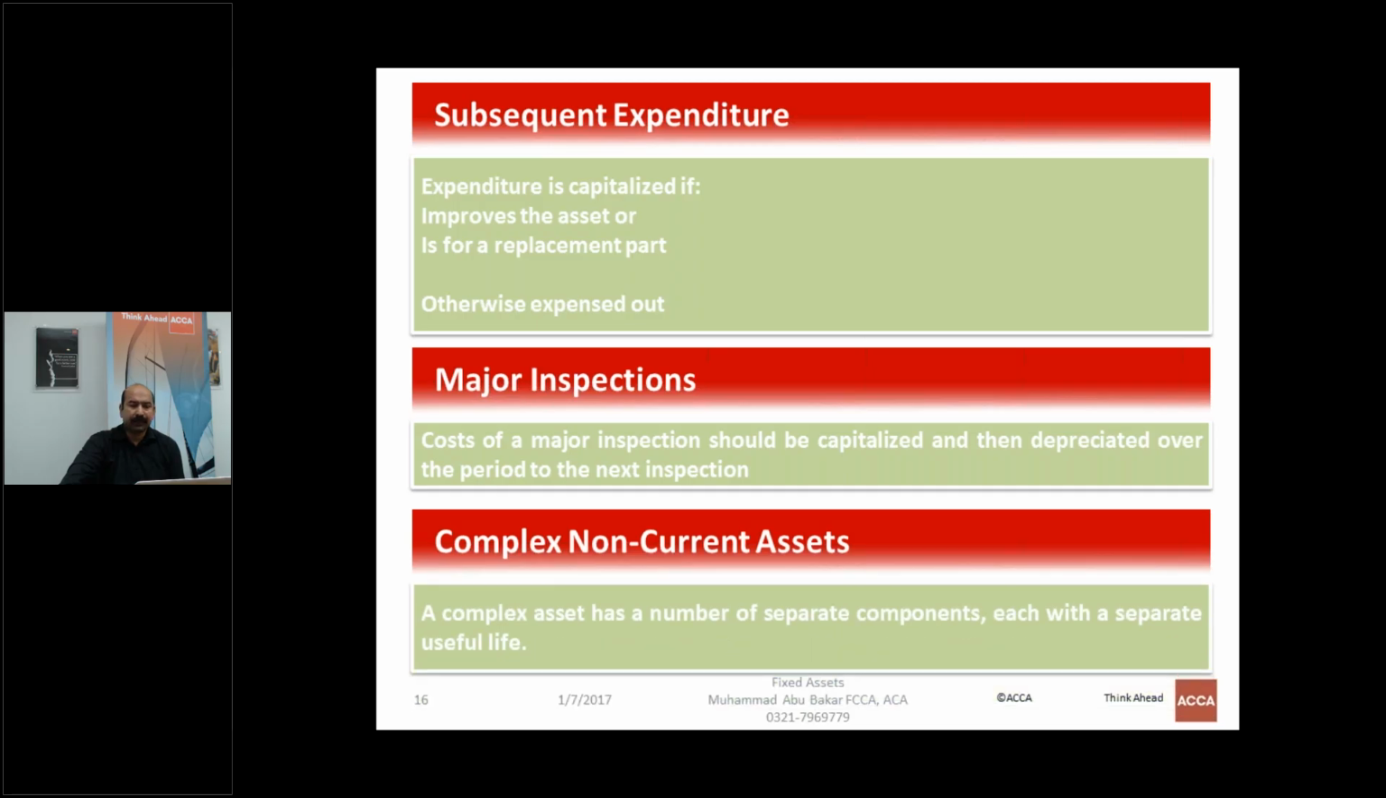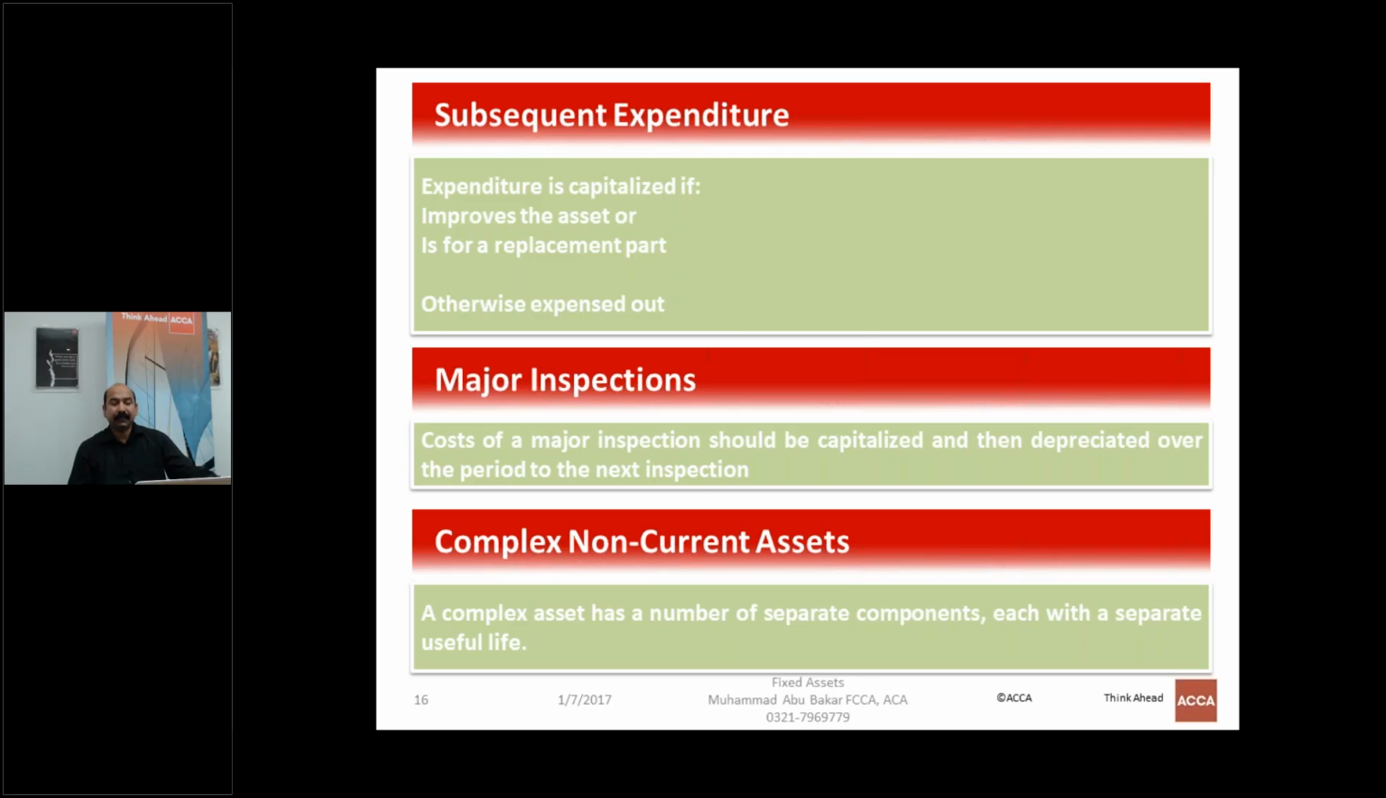Similarly, complex non-current assets: a complex asset has a number of separate components, each with a separate useful life. An obvious example would be a ship or an aircraft. A ship can have internal fittings which require replacement several times during the life of the hull. The landing gear of an aircraft will require replacement after a specified number of landings. International Accounting Standard 16 requires each separate component to be separately depreciated over its useful life.